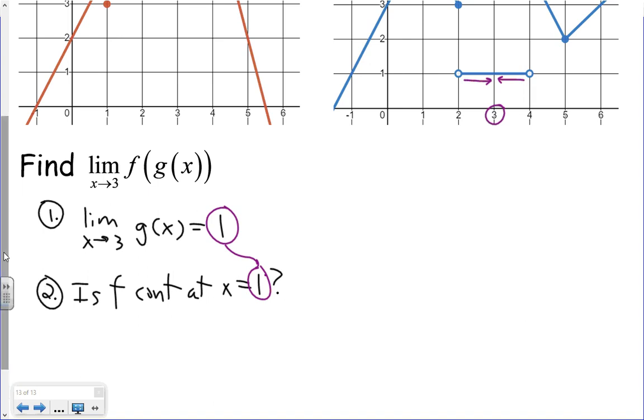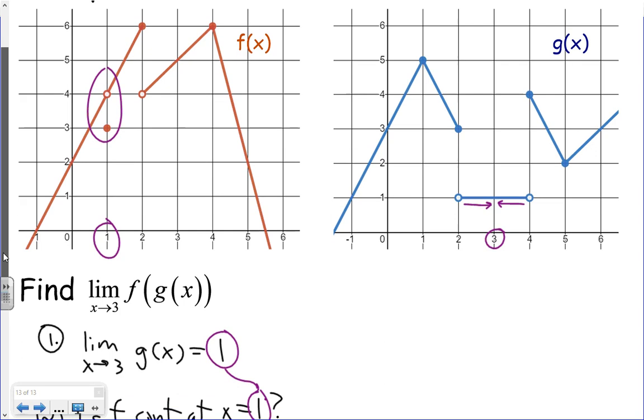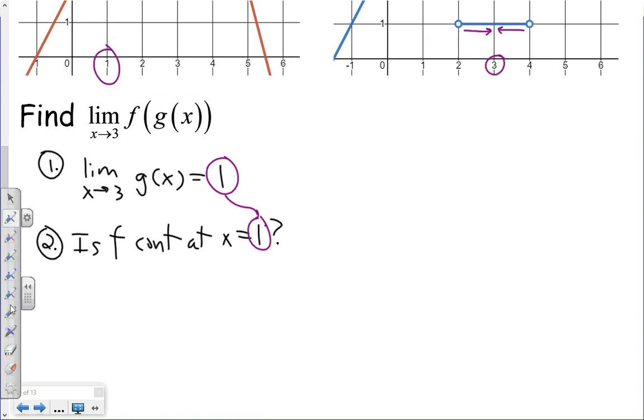Okay, so let's see what's happening at 1. So here's 1. And we got to have continuity. No, we got a problem here. We got actually a removal of this continuity here. So that's definitely an issue. So it looks like the answer to our question here of do we meet both conditions is no, because we don't have continuity. So therefore, I can't use the theorem.